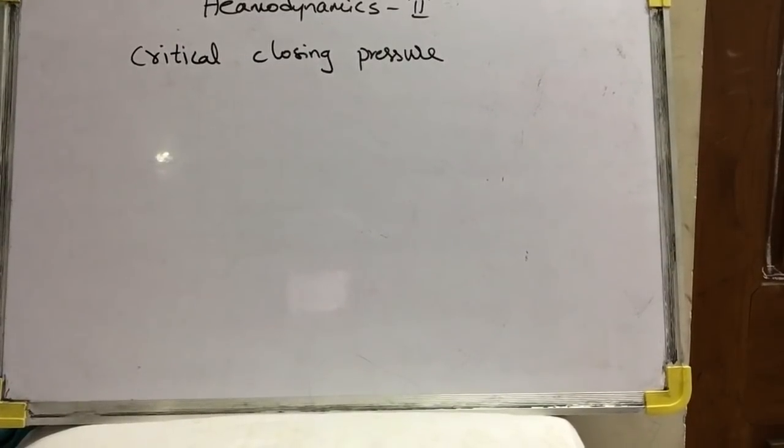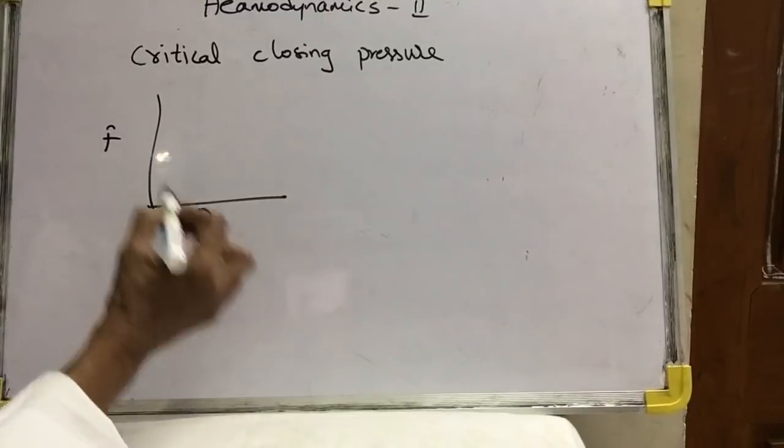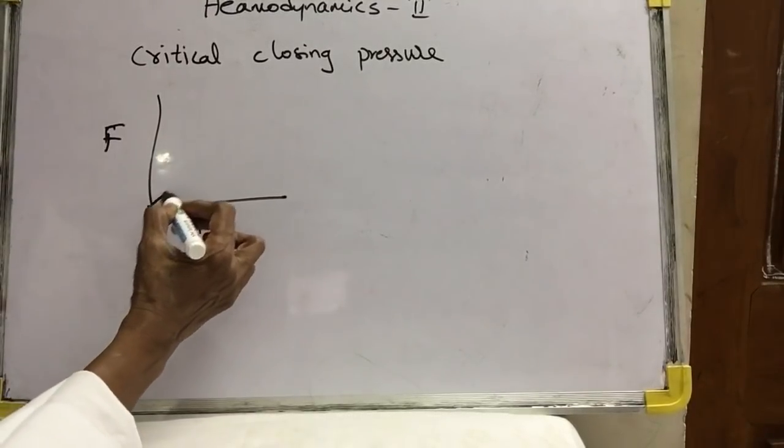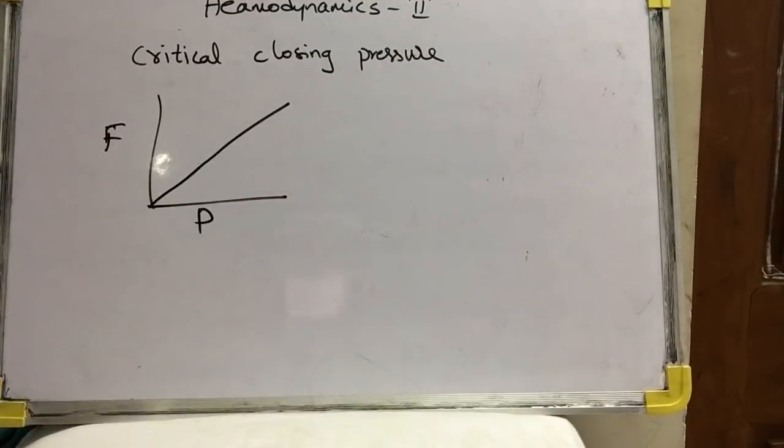If you take a rigid tube, then the flow and pressure will increase linearly. That means a linear relationship exists between the flow and pressure. With increased flow, the pressure will increase. If you take a rigid tube, this is the flow and this is the pressure. They have a linear relation. That means if the flow is increasing, the pressure will increase. If the pressure is increasing, the flow will increase.